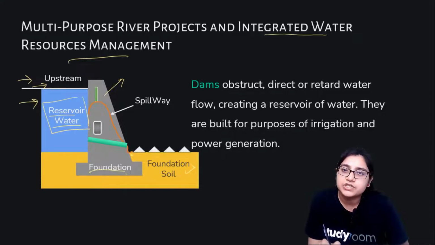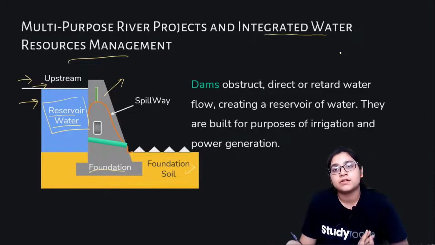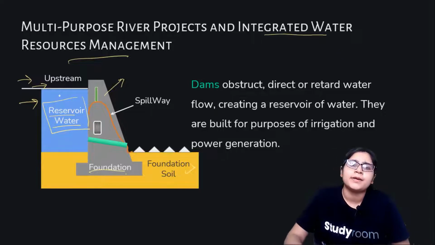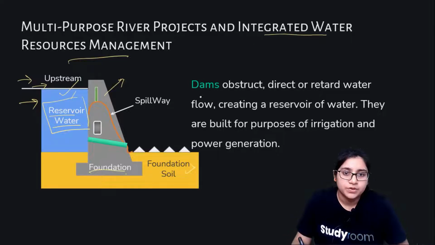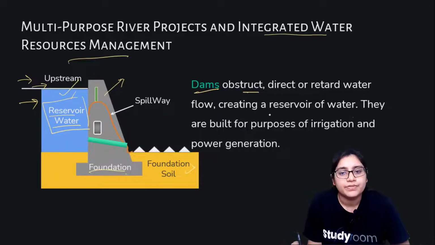So it is an artificial structure, human made, and it stops water midway. It blocks its path. It stores it and then releases some water. Sometimes it also co-produces hydroelectricity, and sometimes, or more often than not, they have a water reservoir. So what are dams? Dams obstruct, direct, or retard water flow, creating a reservoir of water. They are built for the purpose of irrigation and power generation. Power generation can be seen as hydroelectricity.